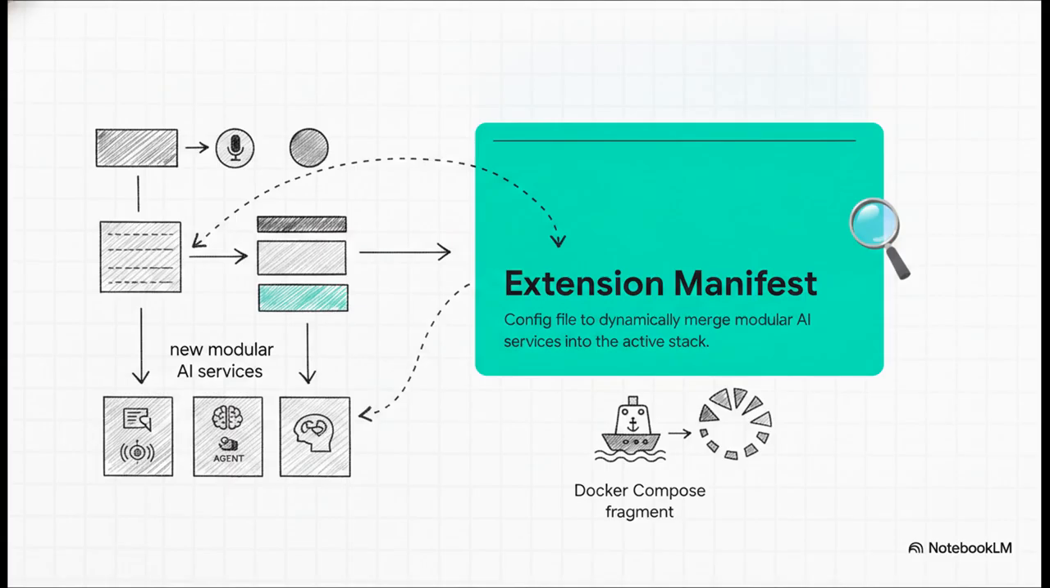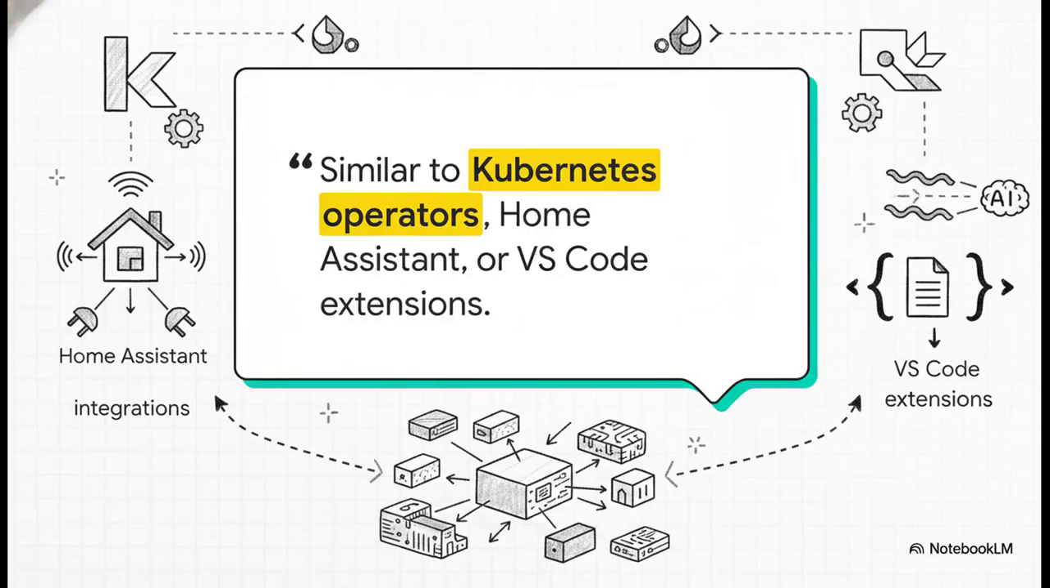It just slots right in. As an engineer, you'll instantly recognize this pattern. This is highly analogous to Kubernetes operators, Home Assistant integrations, or even VS Code extensions. It takes what could be a static, rigid deployment and turns it into a highly extensible, plug-and-play local ecosystem. It is a really smart architectural move that guarantees the platform can actually keep pace with the incredibly fast-moving open-source AI community.